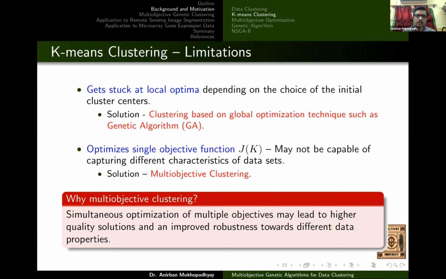Because simultaneous optimization of multiple objectives may lead to higher quality solutions. As we are optimizing multiple objective functions, multiple cluster validity indices, simultaneously, they are expected to lead to higher quality solutions and also improved robustness towards different data properties. So it becomes indifferent to the different data properties as we are optimizing multiple criteria simultaneously.